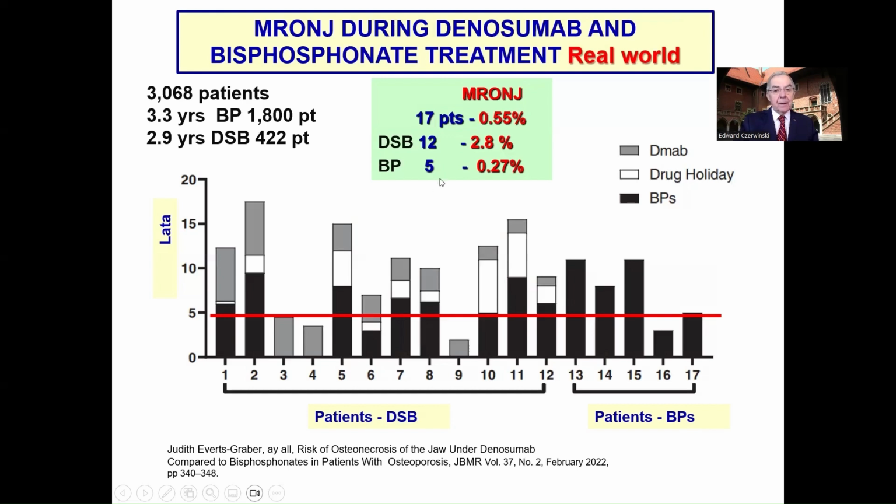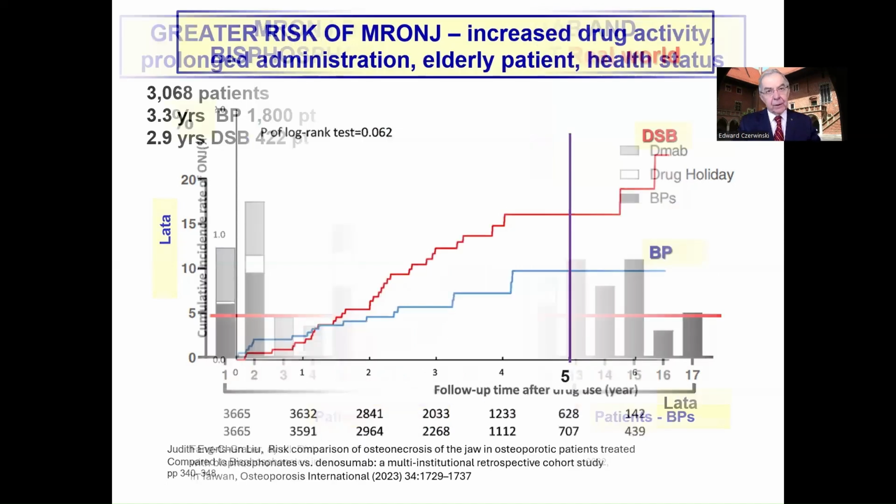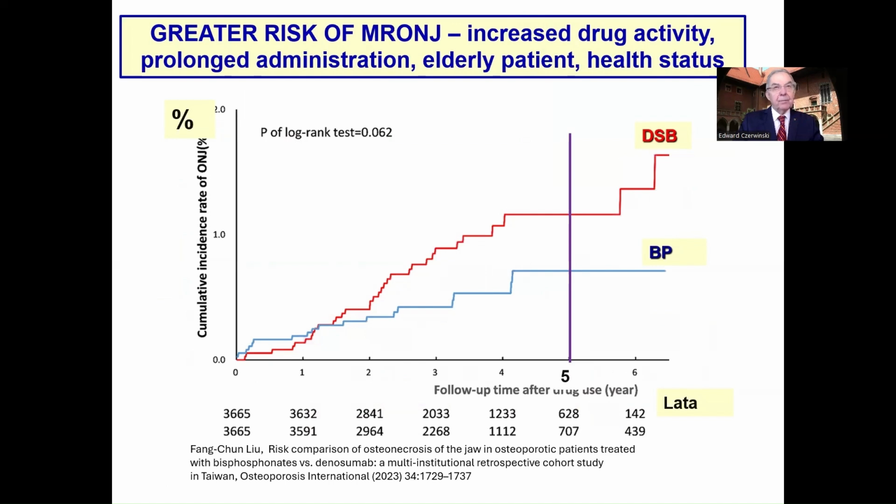So the message is that with denosumab the risk is higher, and we had two patients, a woman who developed ONJ just after the first injection of denosumab or generic. We don't know which one, but I think it doesn't matter. Here you see the more drug activity in the elderly patient, the higher the risk. Here you have a percentage of MRONJ. Here is 5 years, and here is the curve of bisphosphonates, and the curve of denosumab, much higher, and it goes even higher over the next years.